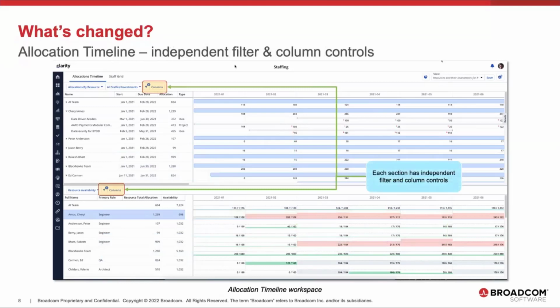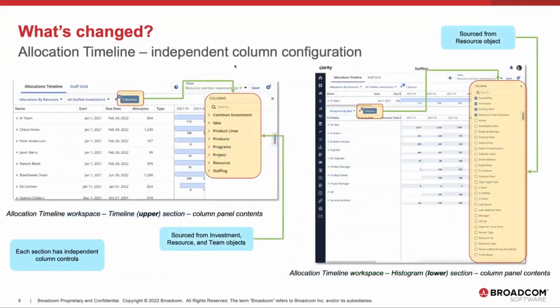Each section has independent filters and controls, so they're not shared. When you expose the column panel on the left-hand side, I'm exposing the column panel for the upper side, and it follows those attributes are sourced from investments, resource, and team objects.